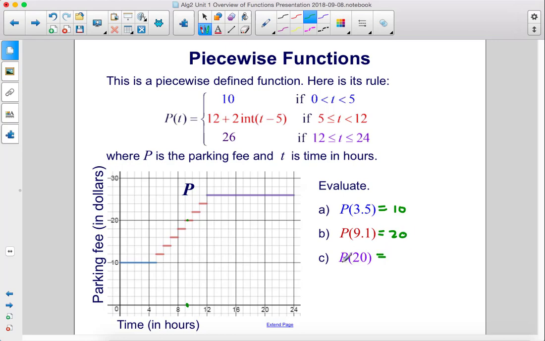All right, and then for p of 20, we can go over to 20, go up and see that we're at 26. And you could also look here instead. 20 has a t-value that's between 12 and 24, and the answer is 26. All of our answers are correct.